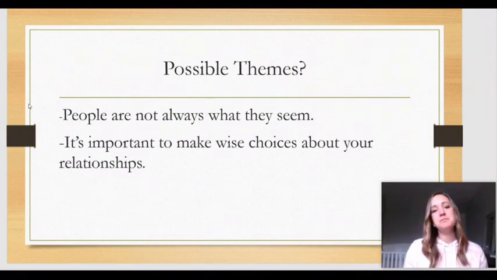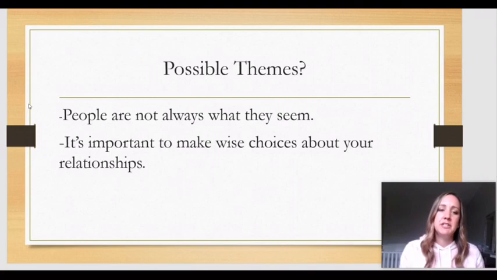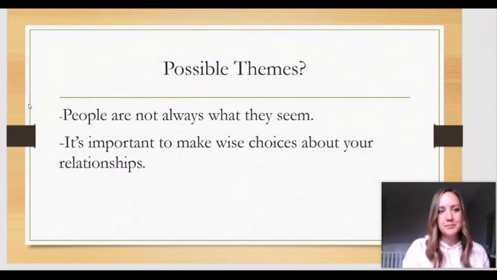Another one I wrote down was it's important to make wise choices about your relationships. That's kind of the same theme, but a different way to say it. Elizabeth needs to be careful about who she's in a relationship with and who she wants to marry, because they're not always what they seem.